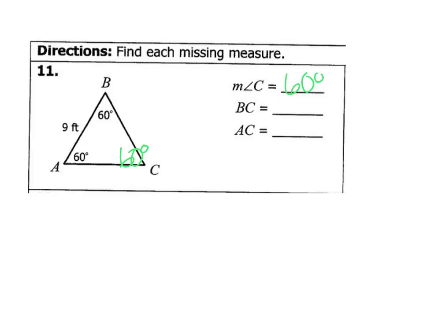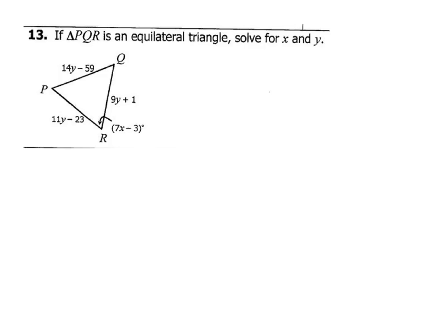Then if all the angles are the same, that means all of the sides have to be the same too. So if AB is 9, BC is 9 feet, and AC is 9 feet as well. All right, so we can write those in. And you're done.